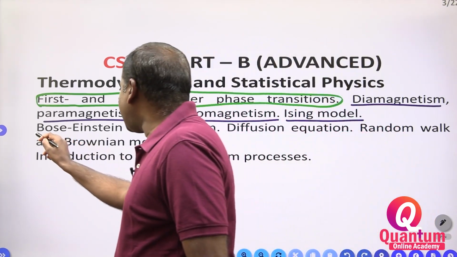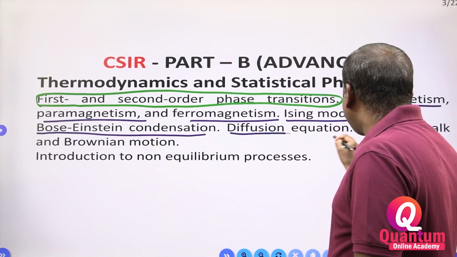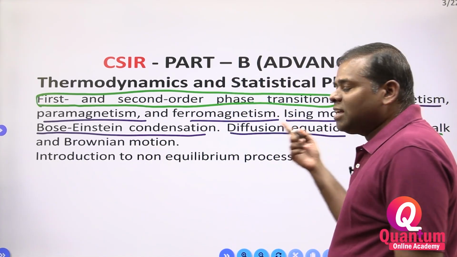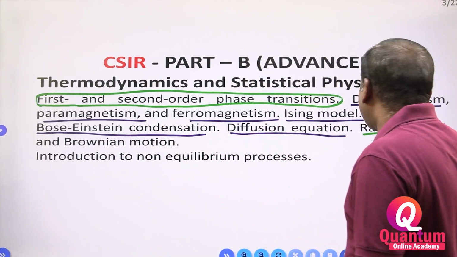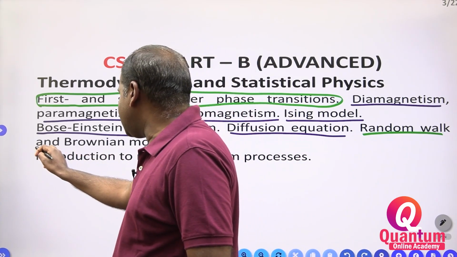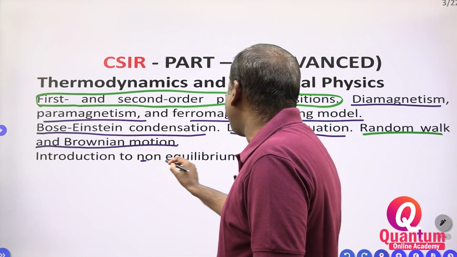Next, Bose-Einstein condensation. This is very, very important. Diffusion equations, Fick's laws. So, first Fick's law, second Fick's law, the diffusion equations are there. And random walk and Brownian motion. This is the Einstein theory. Brownian motion. Introduction to non-equilibrium processes.